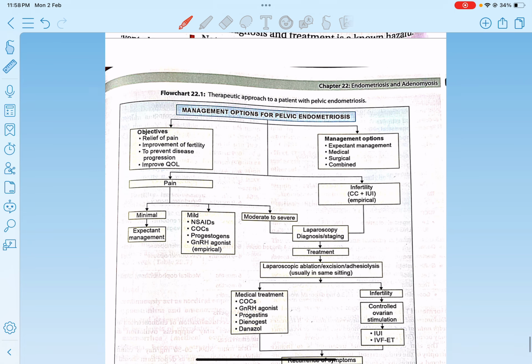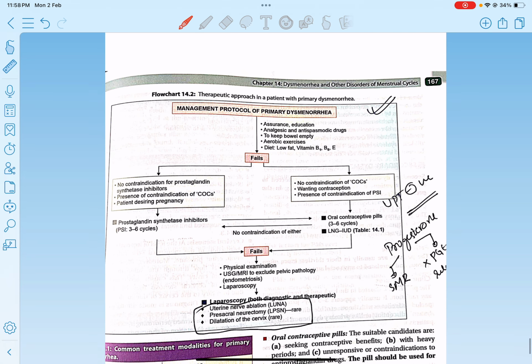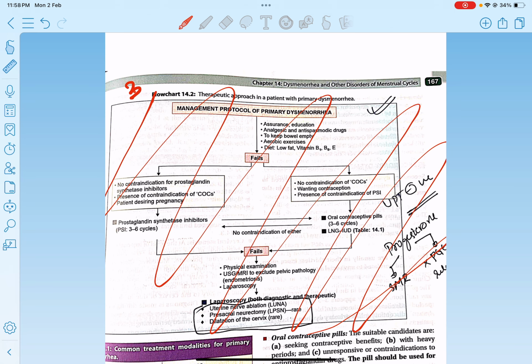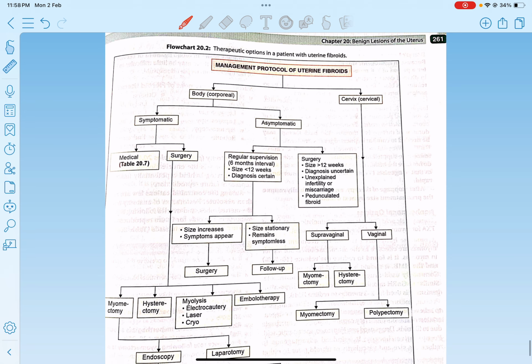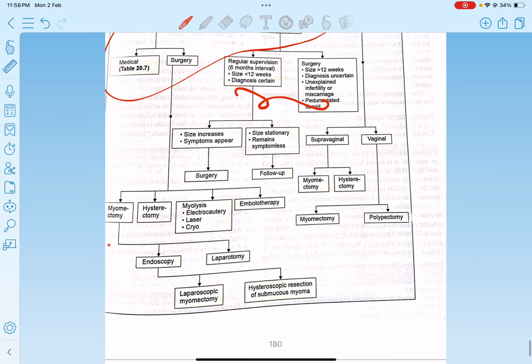And again, for endometriosis, what do you do? Again, you need to address pain and also the infertility part. For that, you can just go through it. Again, primary dysmenorrhea, I don't think you need to study, because you might get it as a 3 marker for which you need not know the management protocol itself. But for fibroids, obviously, first you need to locate where it is based on symptoms. Again, if it's asymptomatic, the major thing is regular supervision. Otherwise, if it's symptomatic, these are the options which you have.